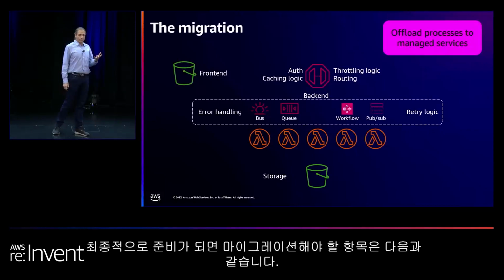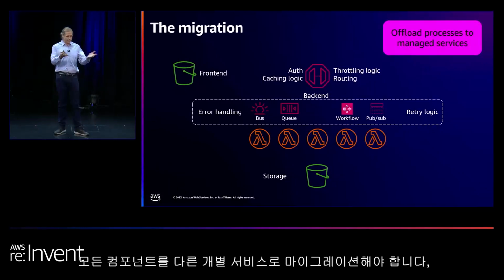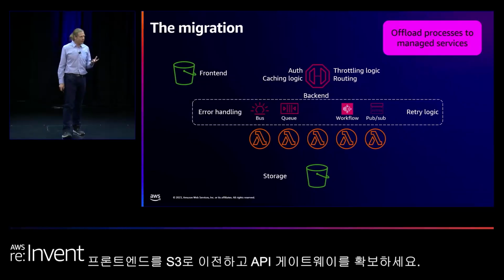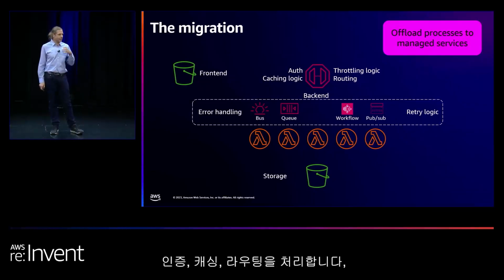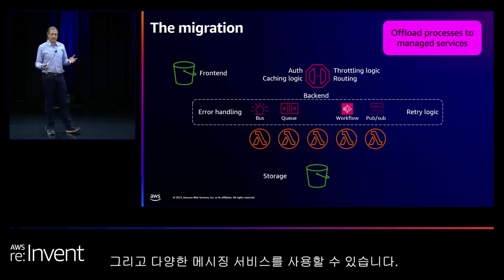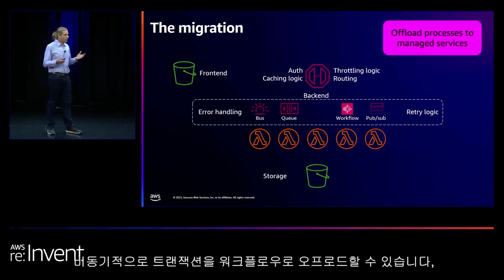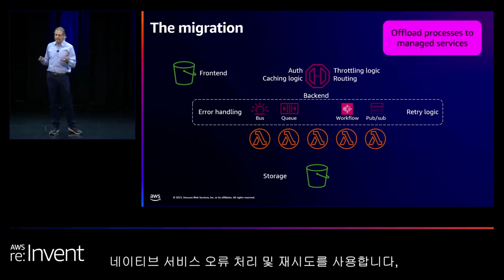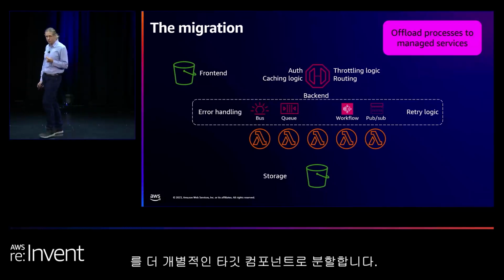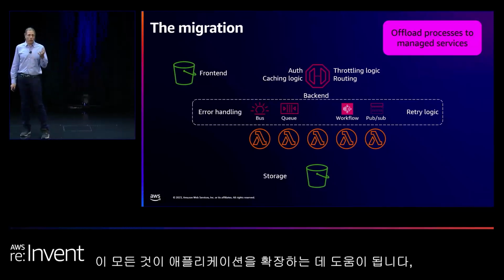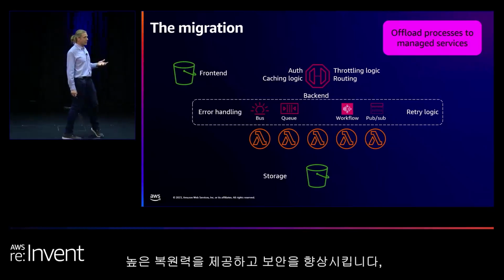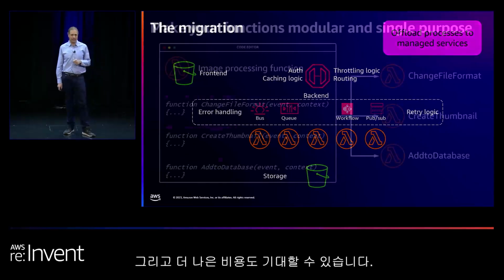And when you ultimately really should be migrating all those components into different discrete services, as it shows here, using the best service for the job. Move your front end to S3, get API Gateway to handle your auth, your caching, your routing, and maybe your throttling. And then you can use your various messaging services asynchronously, offload transactions to a workflow, use the native service error handling and retries, and then also split your Lambda functions into more discrete targeted components. And this all helps you scale your application, provides high resilience, improved security, and hopefully even better costs.